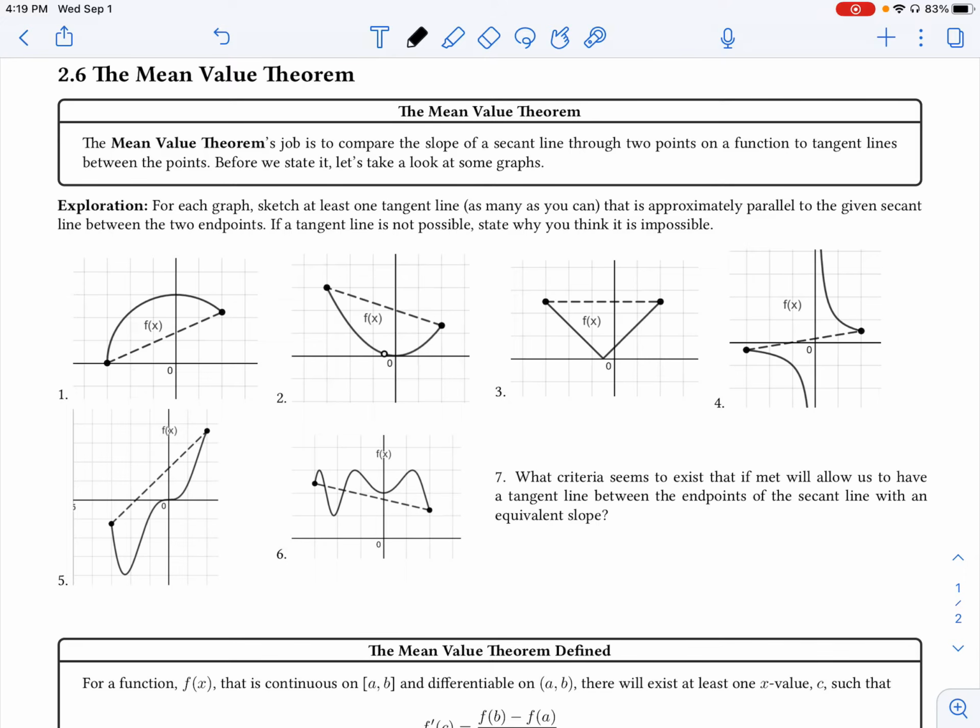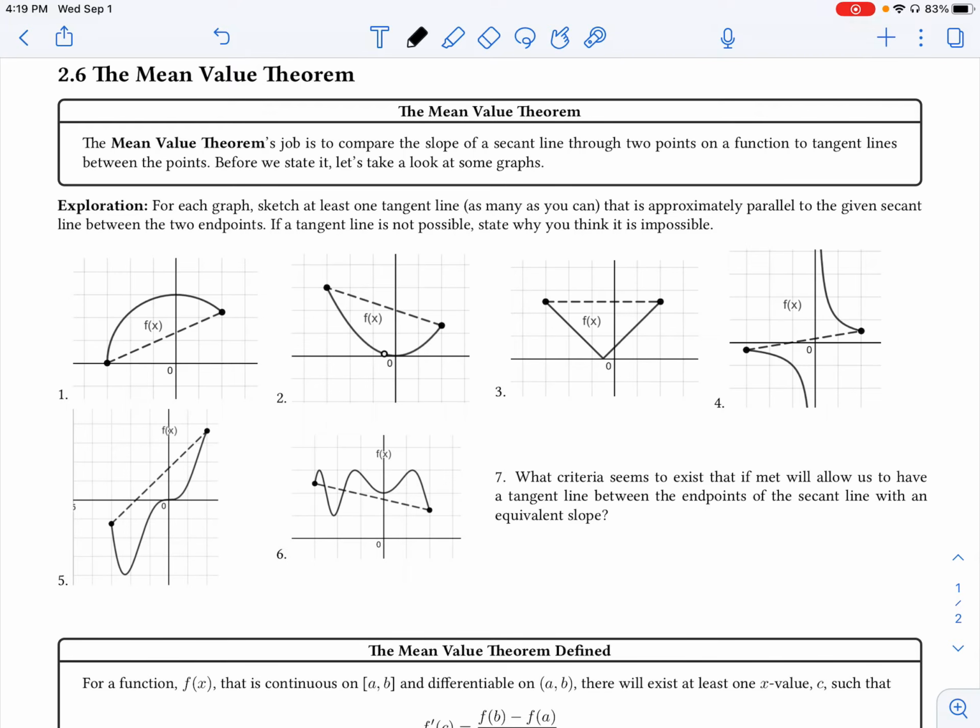If anything else, just basically understand that the mean value theorem's job is to compare the slope of a secant line through 2 points on a function to the tangent line between the points. That is to say, previously we talked about the average rate of change versus the instantaneous rate of change. And the mean value theorem is a way of connecting these two concepts.